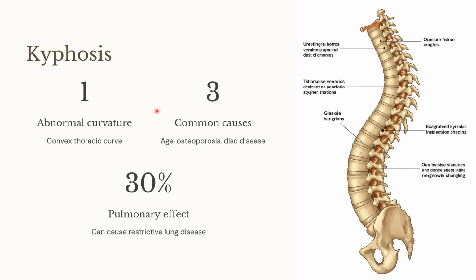What is kyphosis? Kyphosis is abnormal convex curvature of the thoracic spine. So the thoracic spine, instead of being straight, has an abnormal convexity. Mostly this happens with age. We can see very old patients walking with kyphosis, or it can even happen because of osteoporosis. Sometimes it can even be because of disc diseases. Since the lungs are housed within this area, it will result in a restrictive lung disease.